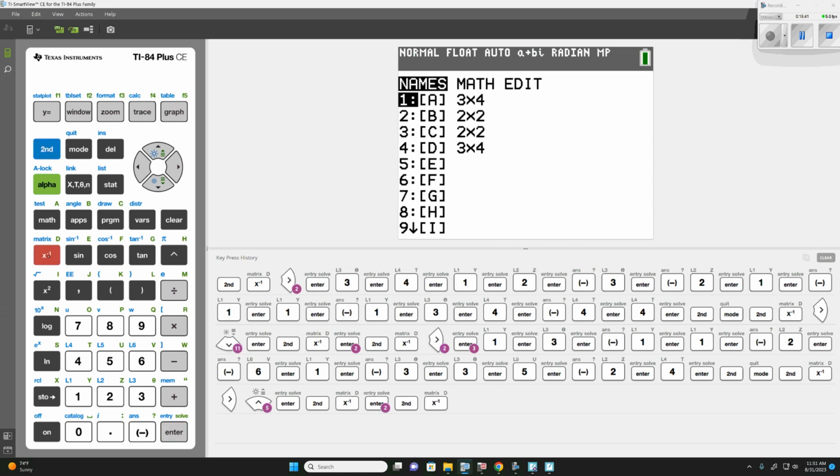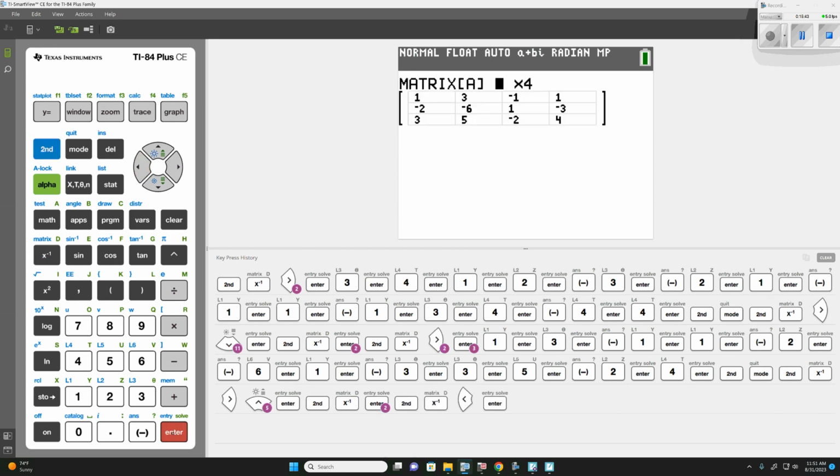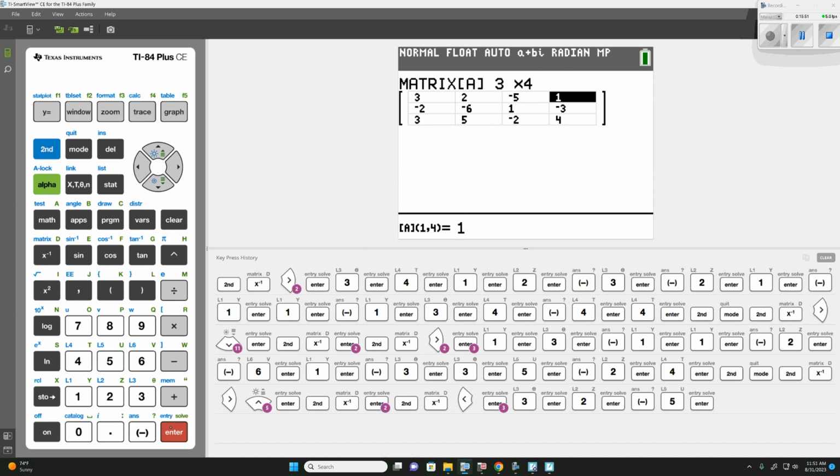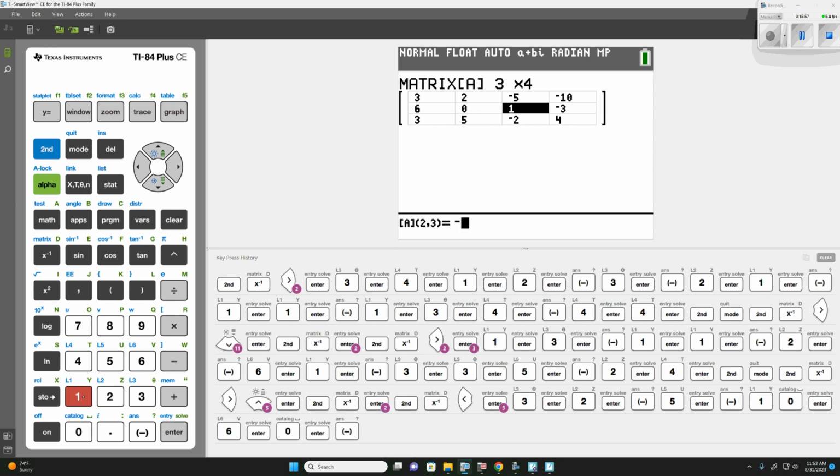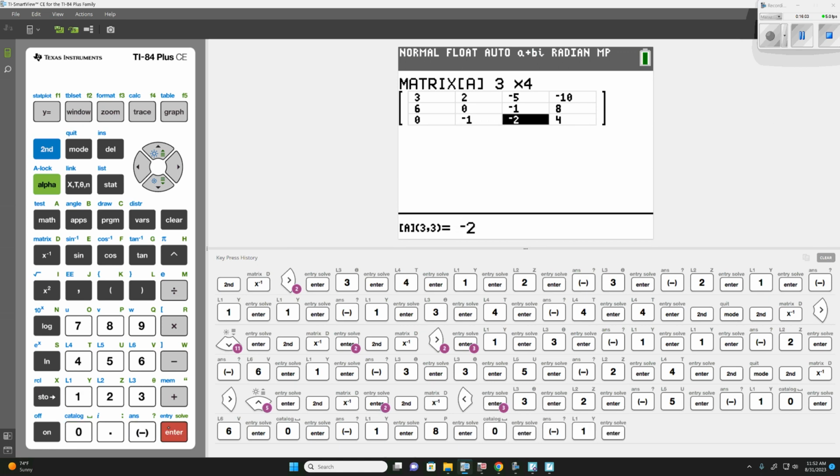We can go second matrix. Over to edit. It's still a 3 by 4. But this time we have 3, 2, negative 5, negative 10. 6 for x, 0 for our y, negative 1 for z, of 0, negative 1, 3, negative 2.